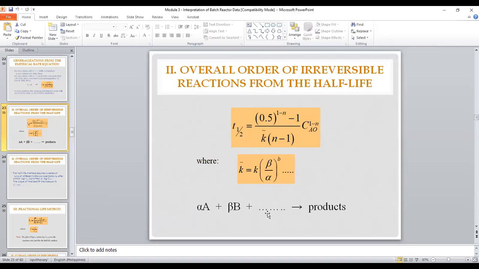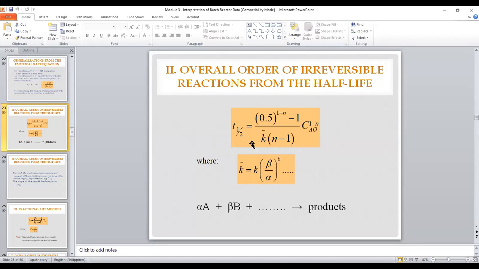The half-life method requires that the problem, if it's going to use the half-life method, should provide you a pair of data. The pair of data that the problem should be providing would be the initial concentration and the corresponding half-life for that particular initial concentration. If you have the soft copy of Levenspiel, this K with the bar is the average K. You could see here that this K average is equal to K over beta over alpha raised to B, and so on and so forth.